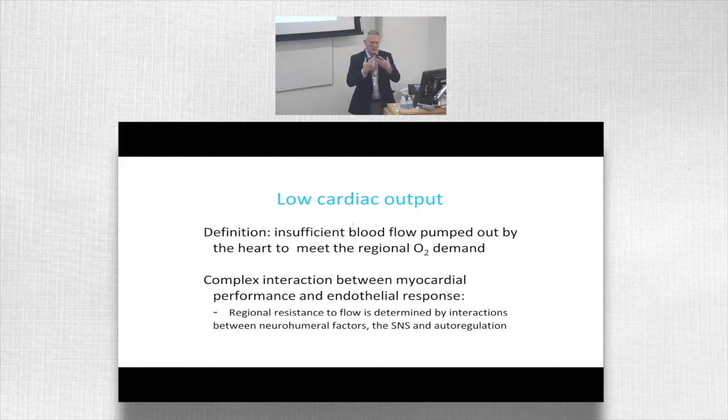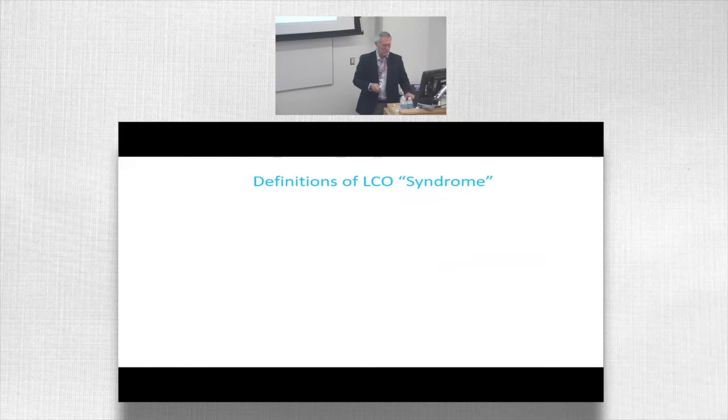So while we tend to think about the heart and we focus on it and optimizing its performance, we have to think about how it functions within the overall system. And one of the problems is, how do we define low cardiac output? Well, first of all, the big mistake I think we make is we call it, it's generally referred to as a syndrome. It's not a syndrome.